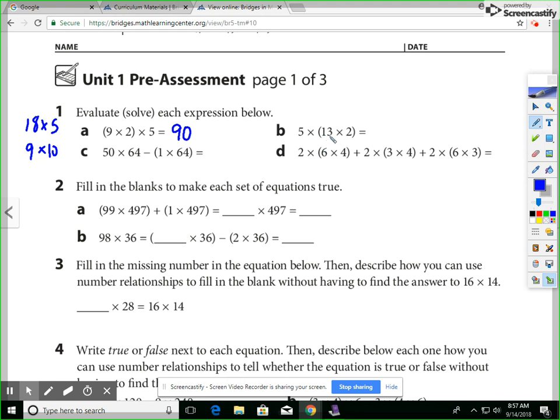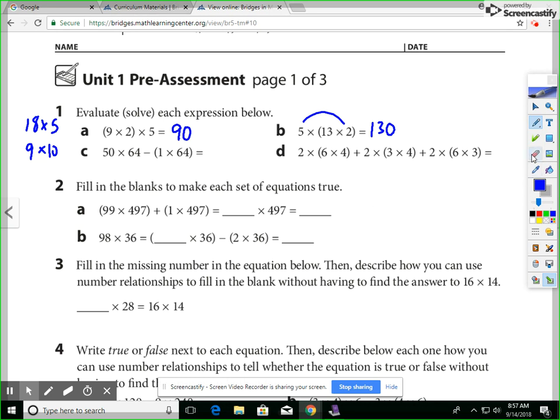Letter B is the same exact thing. You could maybe do the 5 times 2 first to make your 10, and 10 times 13 is 130. Letter C, this is 50 groups of 64. Take away one group of 64.